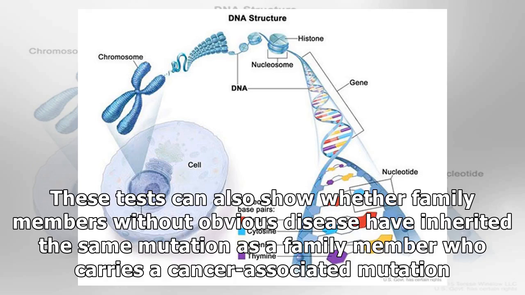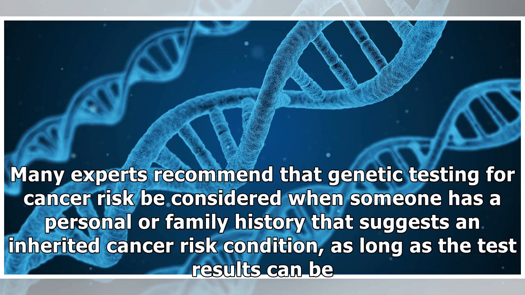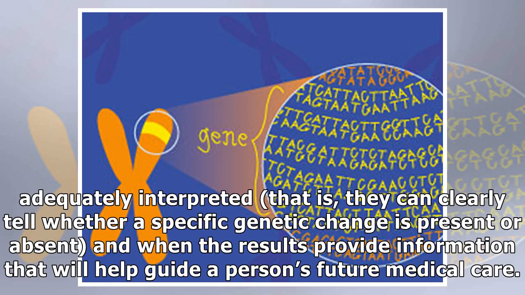These tests can also show whether family members without obvious disease have inherited the same mutation as a family member who carries a cancer-associated mutation. Many experts recommend that genetic testing for cancer risk be considered when someone has a personal or family history that suggests an inherited cancer risk condition, as long as the test results can be adequately interpreted, that is, they can clearly tell whether a specific genetic change is present or absent, and when the results provide information that will help guide a person's future medical care.